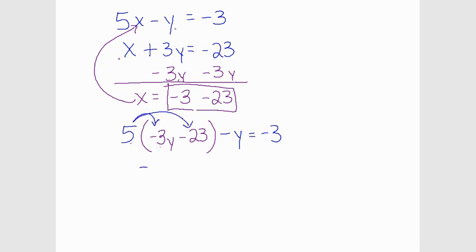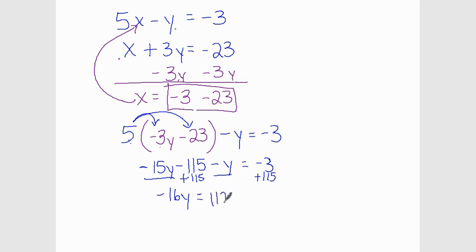5 times -3x is -15x. 5 times -23, that is -115. Let's go ahead and combine -15x minus y, that's -16y. And then we'll add our 115 to both sides, and we get equal to 112.